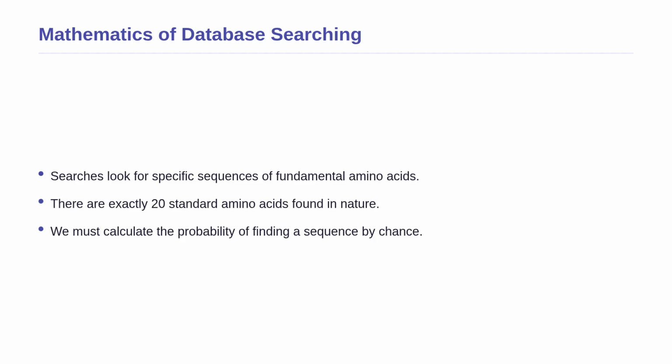Now that we appreciate their biological importance, let us shift gears and look at the mathematics of database searching. When we search a protein database, we are often looking for a specific sequence of amino acids, which are the fundamental building blocks of proteins. Since there are exactly 20 standard amino acids in nature, we can calculate the probability of finding a specific sequence purely by random chance. This mathematical foundation helps us understand if a match we find in a database is biologically meaningful or if it is just a random coincidence.